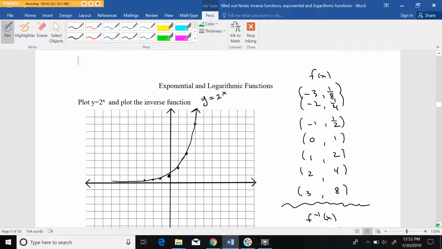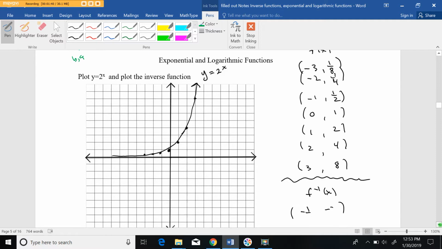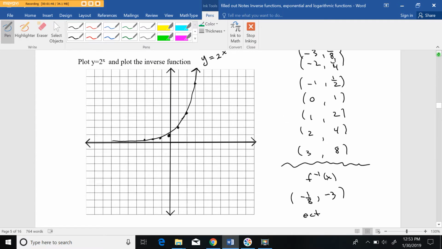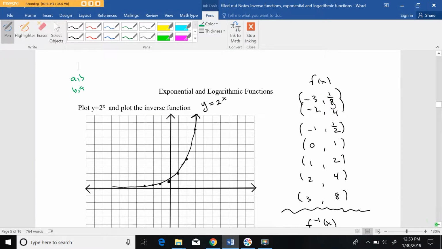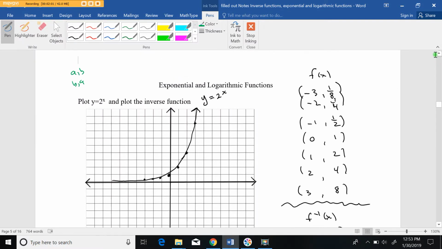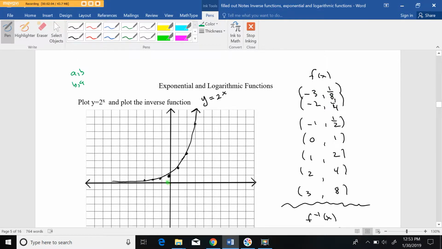So remember what an inverse does. If the point A, B is on a graph, then the point B, A is on the graph of the inverse. Here are some points that must be on the inverse. The point 1/8, negative 3. That's not supposed to be negative, it's just the point 1/8. I'm getting that from right here. 1/8, negative 3.